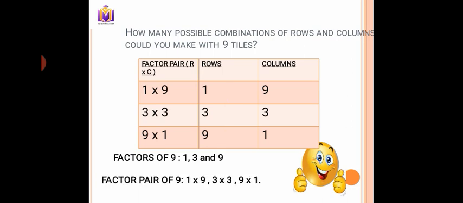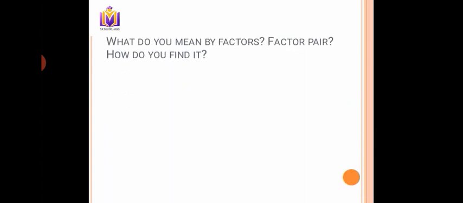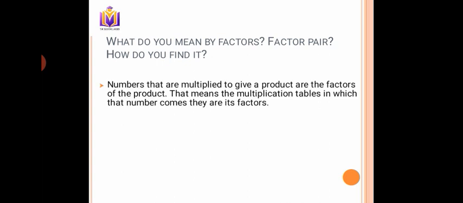And coming on to the factor pairs, factor pairs are these: 1 multiplied by 9, 3 multiplied by 3 and 9 multiplied by 1. So the question is now, what do you mean by factors and factor pairs, and how do you find them? Just now we have discussed factors and factor pairs. So let's recapitulate it once.